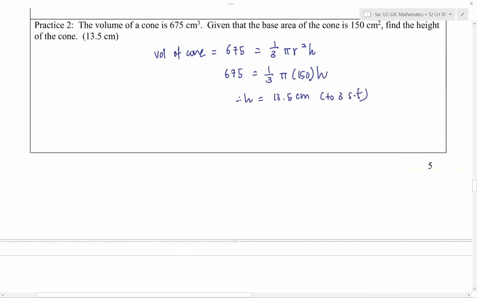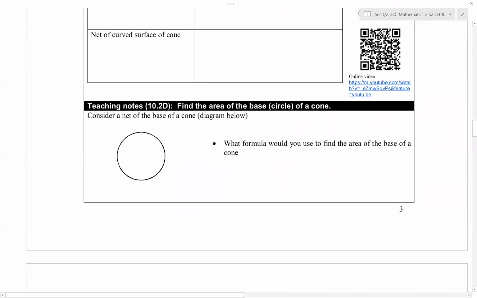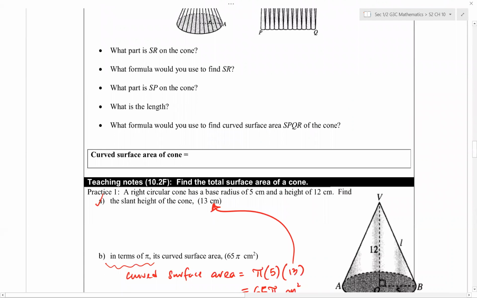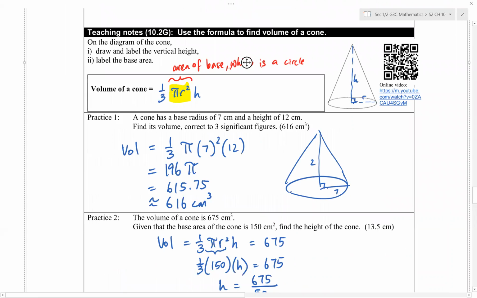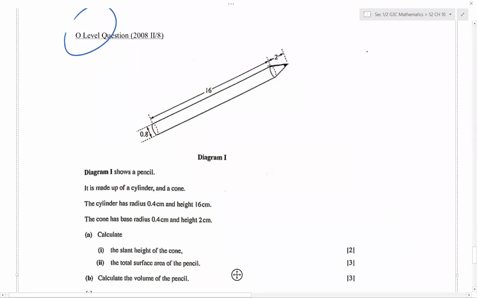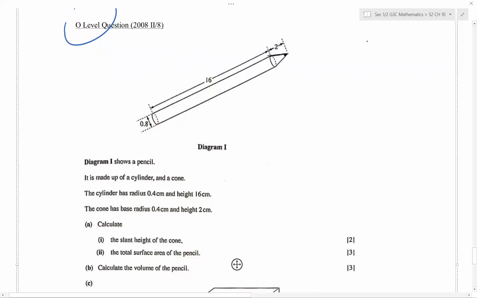Okay, so chapter 10, part 2 again. Okay, textbook questions. No, there's one more first. The O-level question. Okay, so here we've got a pencil made out of a cylinder and a cone. Cylinder radius 0.4, height 16, cone blah blah blah. Calculate the slant height of the cone.